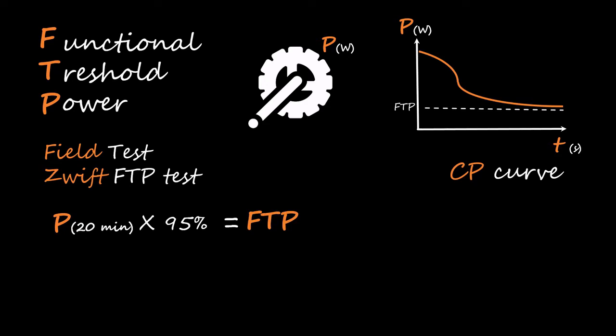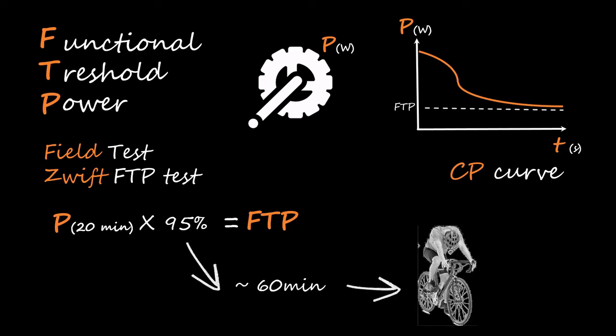Now, why do we multiply it by 95%? Well, it's more of a proxy to see what your power would be on a 60-minute or longer test. The reason we don't do an actual 60-minute test is because it has shown that this can be a serious strain on the body, and it can also be quite difficult to keep motivated for a 60-minute test, which is quite long. Hence the 20-minute test, and scientific research has shown that multiplying that by 95% is a very good proxy for determining the power that you can sustain throughout a prolonged period of time.